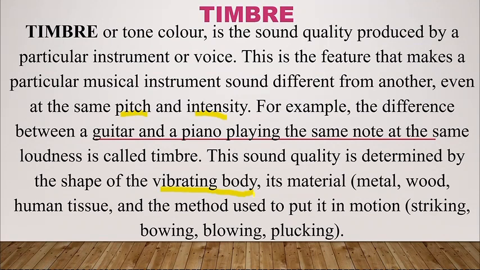So think of any musical instrument that makes sound. You see, they make sound through vibration. So the shape of the vibration determines the timbre and the sound quality. The material, for instance, it could be metal, it could be wood, it could be human tissue. In this case, your voice, the shape or the size of your voice box also determines your timbre or sound quality as a singer.